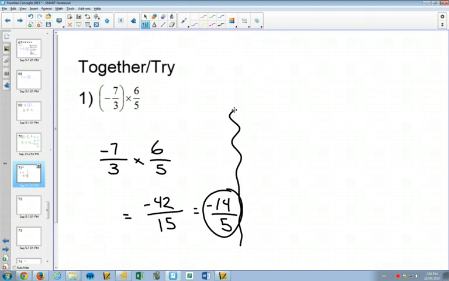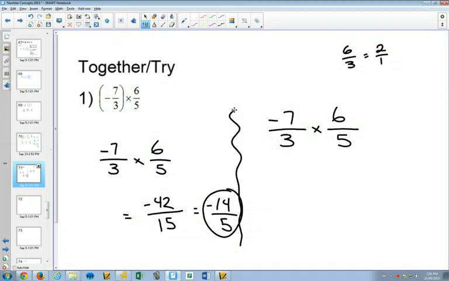I also want to show you that if you started with negative 7 over 3 times 6 over 5, and you checked if any of your fractions, even on the diagonals, reduced. Because you can't reduce 7 over 3, and you can't reduce 6 over 5. But you can reduce 6 over 3. 6 over 3 is the same as 2 over 1. Not 1/2, 2 over 1. So I'm going to get rid of my 6 and 3 and rewrite it as 2 over 1.